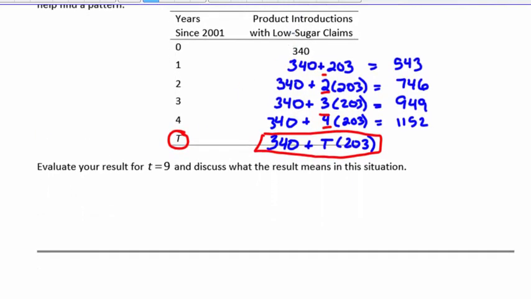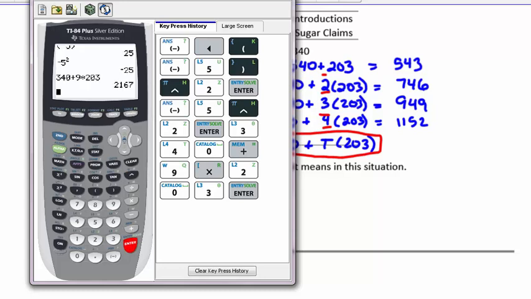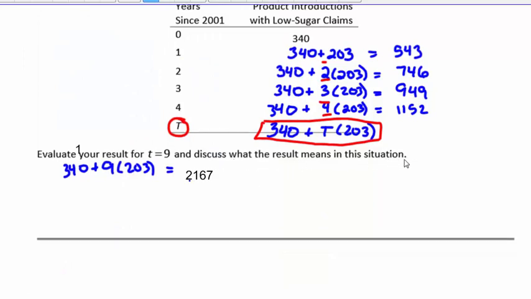Evaluate your result for t equals 9. So for t equals 9, the 9th year, we're going to take 340 plus t equals 9. So we're going to plug 9 in for t and multiply by 203. 340 plus 9 times 203. That will give us 2,167. Now we need to discuss what the result means in this situation.